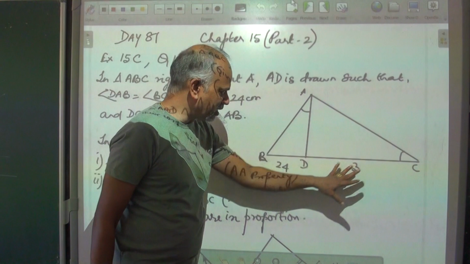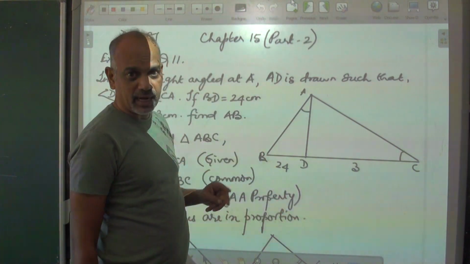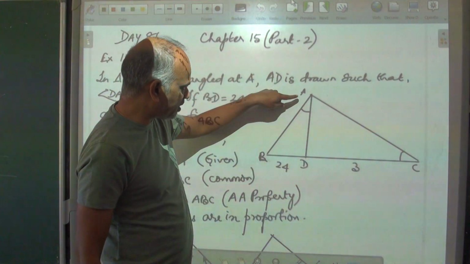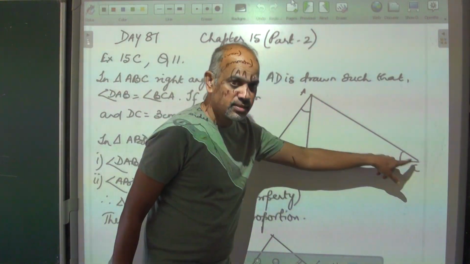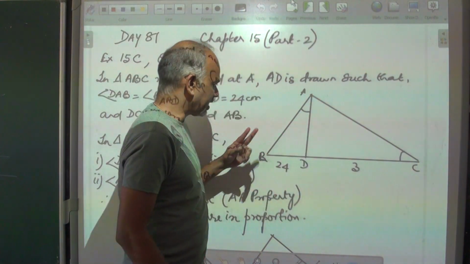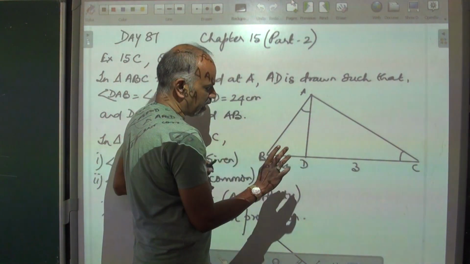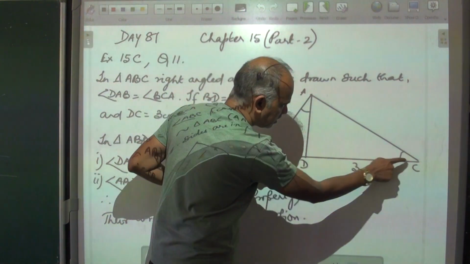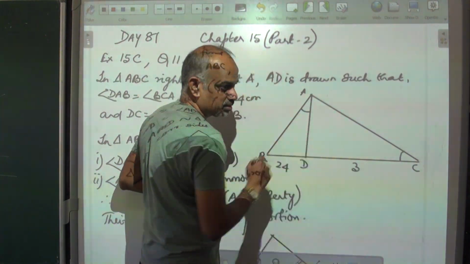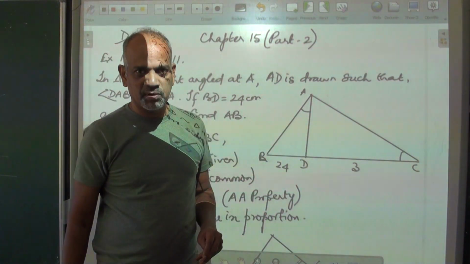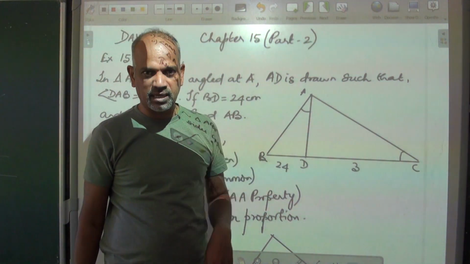Now if you look at this figure, you will see there are 3 triangles. First triangle is the complete figure, A, B, C. This one. The second one is A, B, D, small one. And the third one is A, D, C. This triangle. Now we are not going to prove all 3 triangles are similar. We are going to prove 2 triangles are similar.